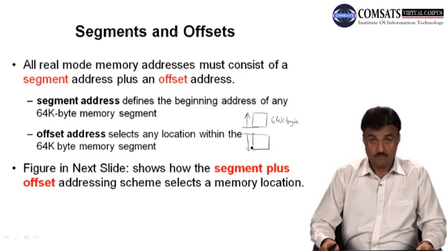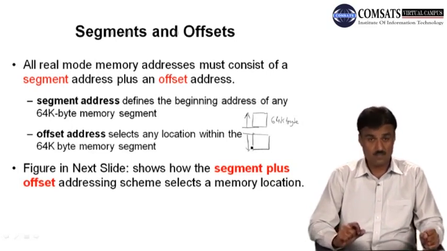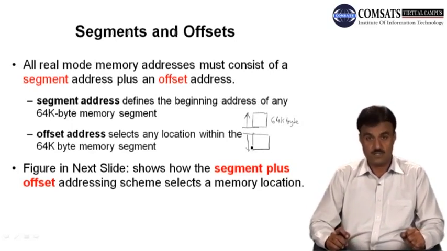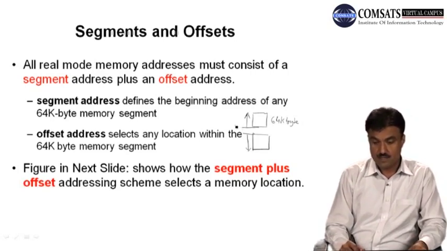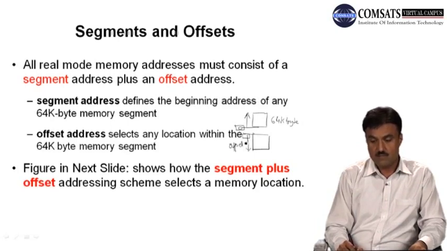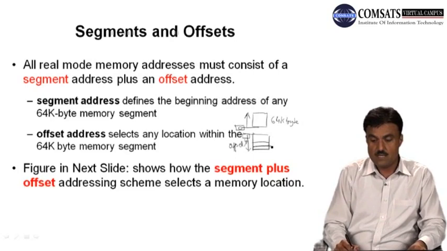The base address is the starting address. Now we have the offset address. This offset address selects any location within the 64 kilobyte memory segment. For example, the base address or segment address is here or maybe here. Now we have another offset address. What we will do is add segment and offset in some mechanism to access any location within this memory.